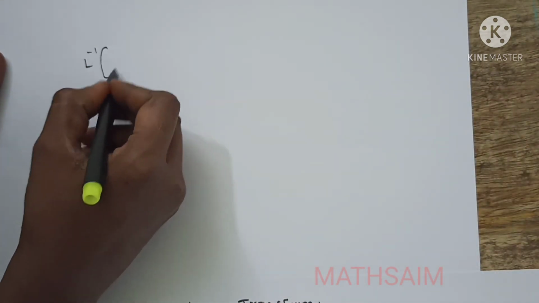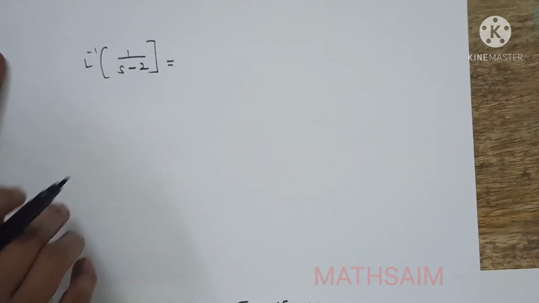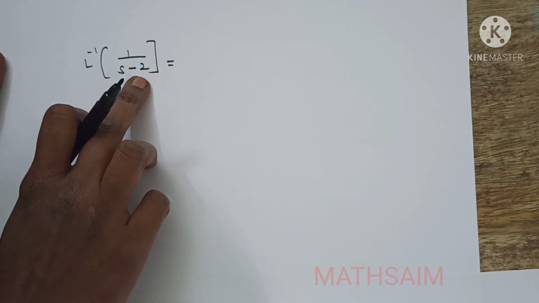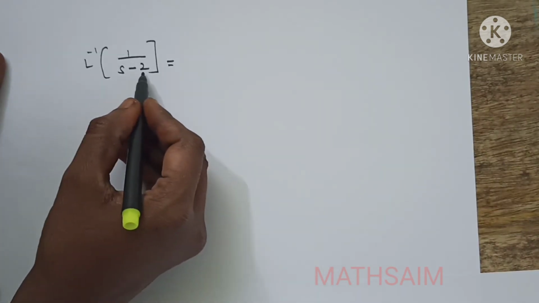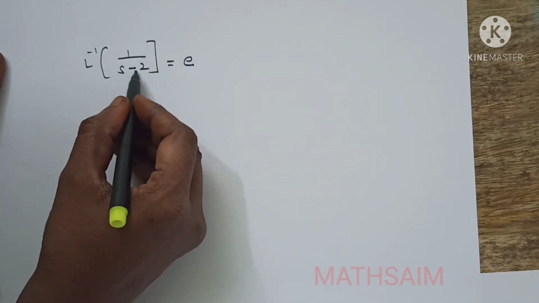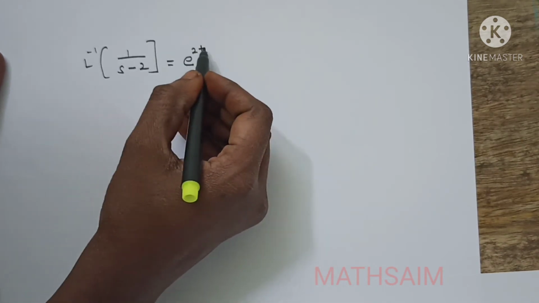L inverse of 1 by s minus 2. You see, this is in the form of s minus a. So we are going to use that exponential function. Original function is going to be what? Exponential function, so e power. Here we are having minus 2, so here you should have plus 2t. That's all.